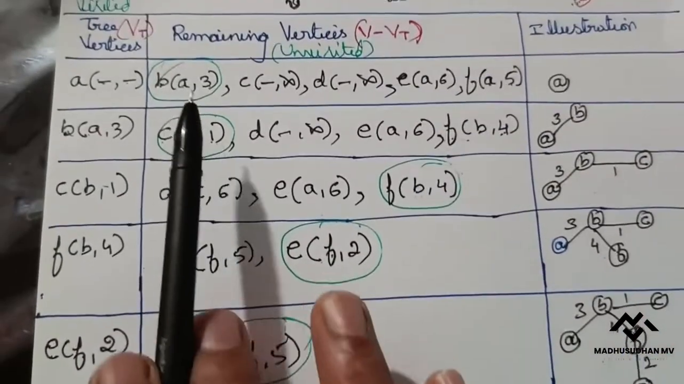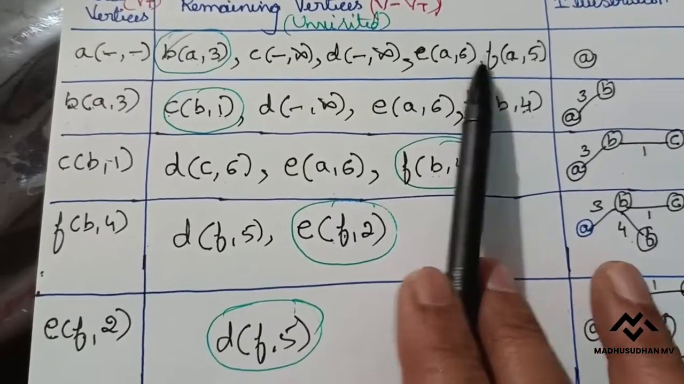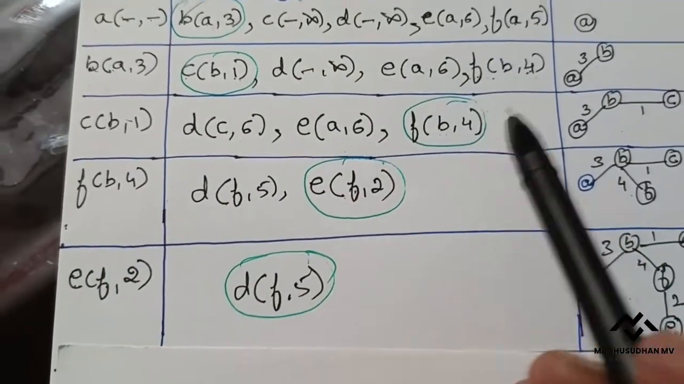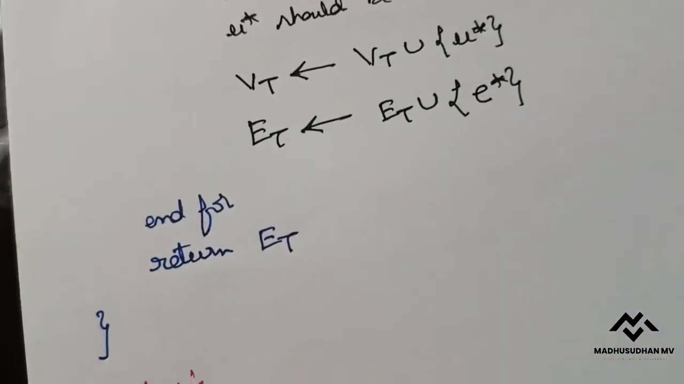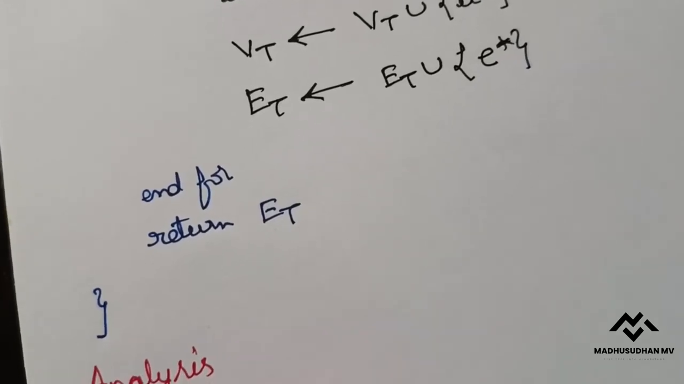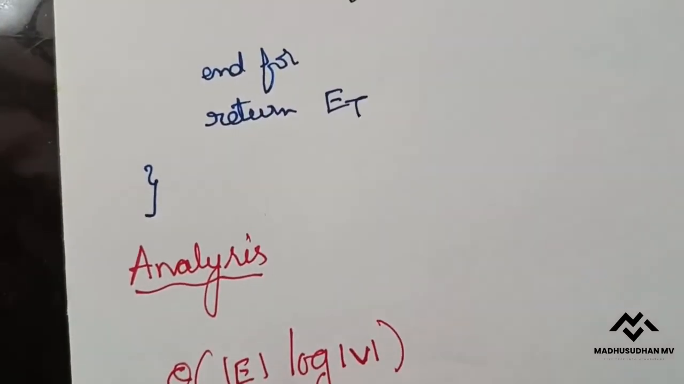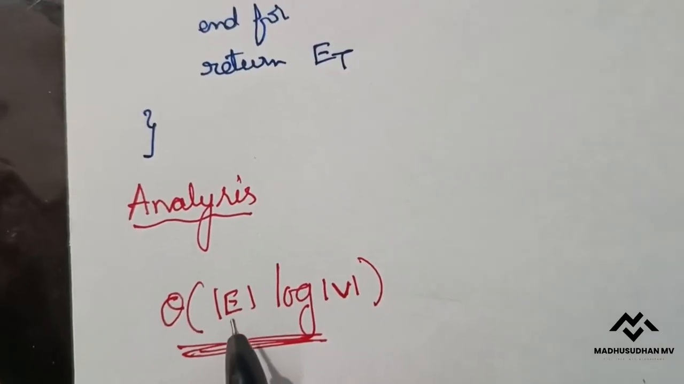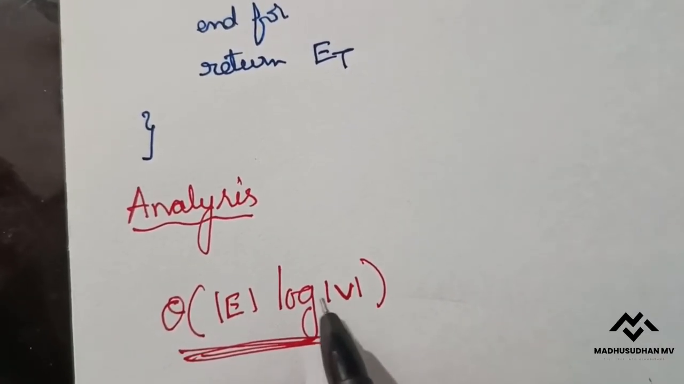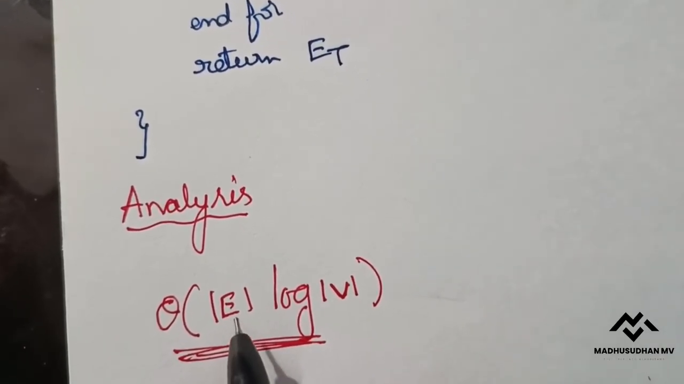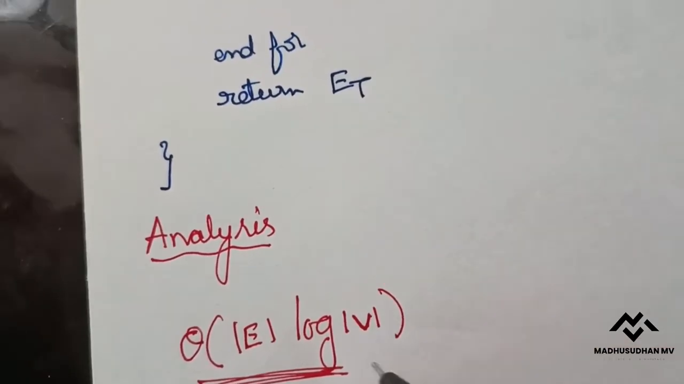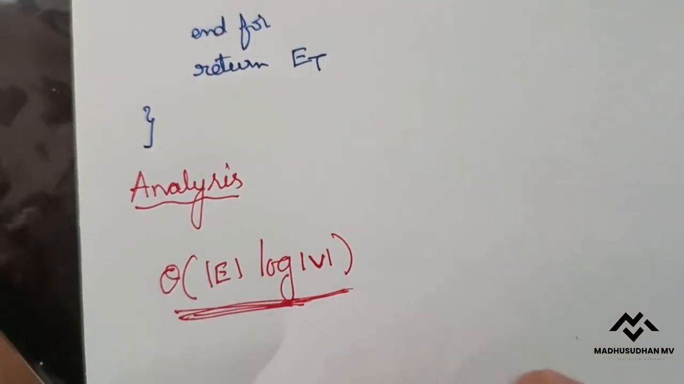Each time I need to check all the edges. Maximum, all the edges I need to check to find which is minimum. So E, the number of edges. So we'll say modulus of E. So the time complexity of our Prim's algorithm is mod E log mod V. That means E times we need to take log V. So this is the time complexity of our Prim's algorithm.